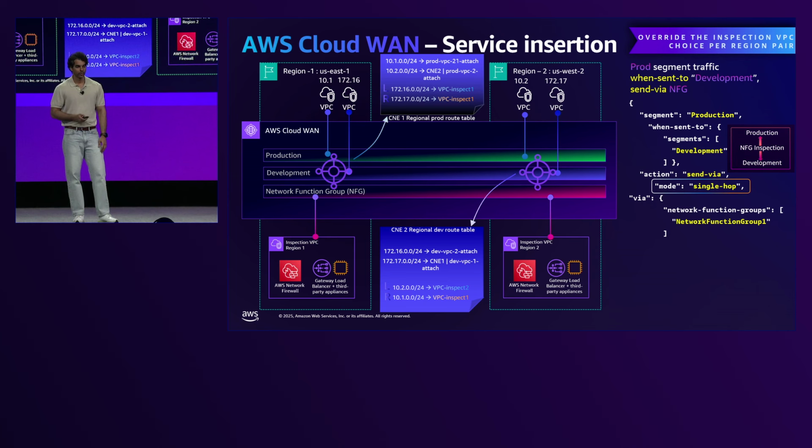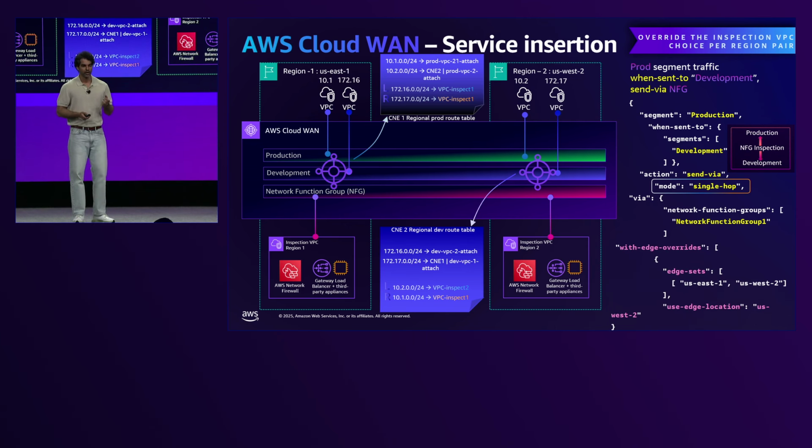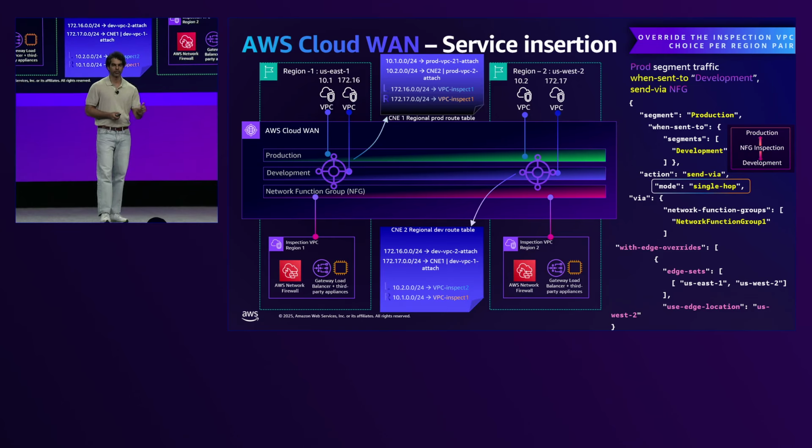Now, if you don't like what Cloud WAN chooses as the chosen inspection VPC, you can override that. So we have an edge overrides feature, where we can say between two regions, here it's called edge sets, US East 1 and US West 2, use edge location US West 2. So I'm forcing Cloud WAN to choose US West 2 as my inspection VPC destination when routing between these two regions. By default, Cloud WAN actually chooses US East 1 because that's the highest priority. So here you can force it to choose US West 2. So you have a lot of control, right?